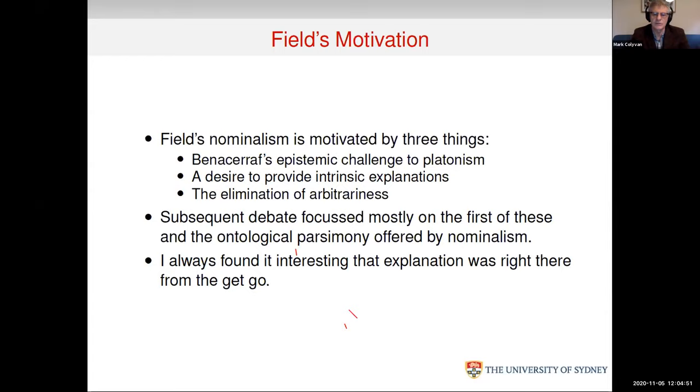So as I said, subsequent debate focused mostly on the first of these, the Benacerraf challenge and the well-known problems for Platonism, difficulties for nominalism, fictionalism, and the like. But I've always found it interesting that explanation was right there from the get-go in Hartree's thinking. So the second point above under his motivation, the desire to provide intrinsic explanations. He was thinking in terms of explanation right from the start, and that was one of the prime motivations for the Science Without Numbers project.